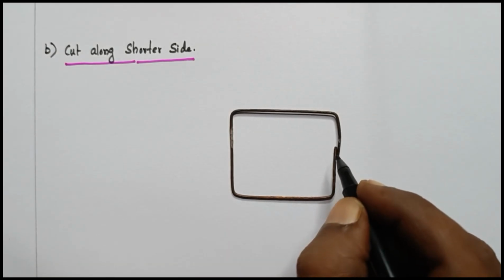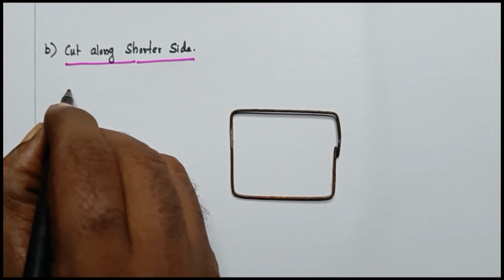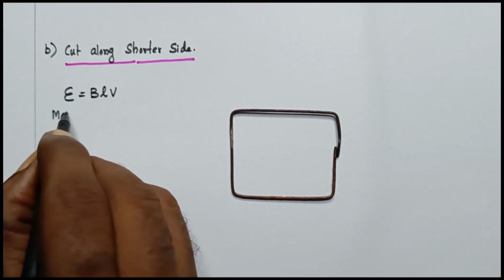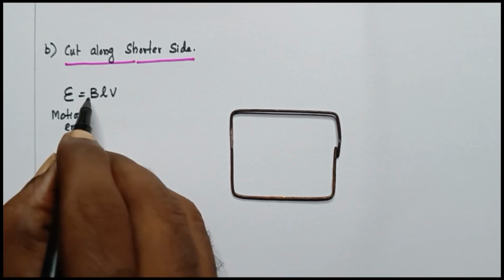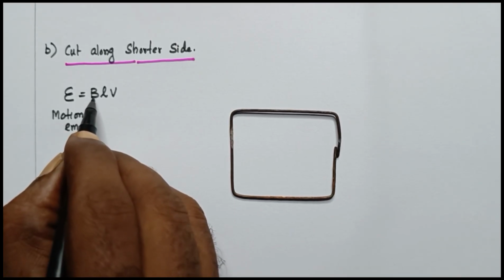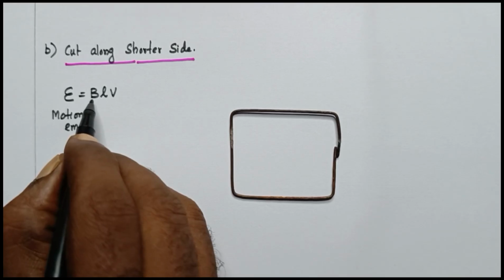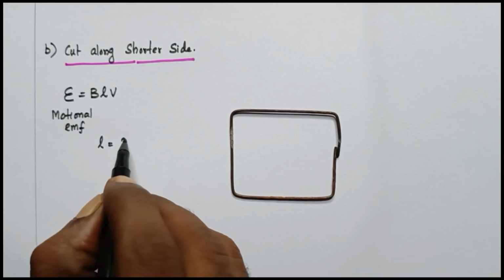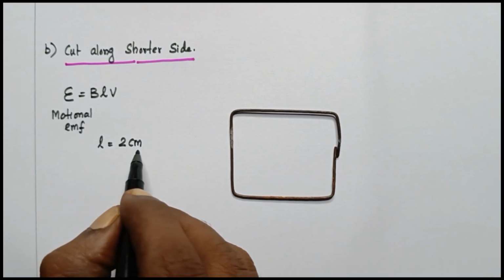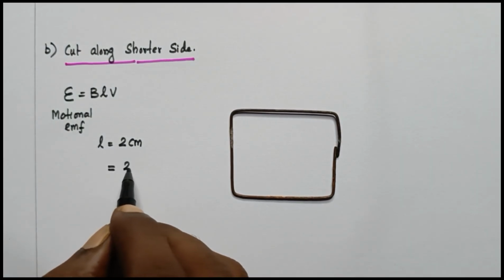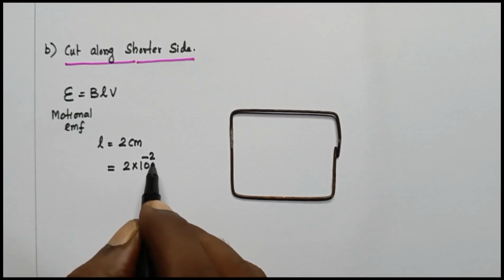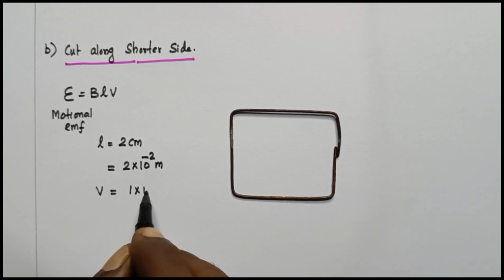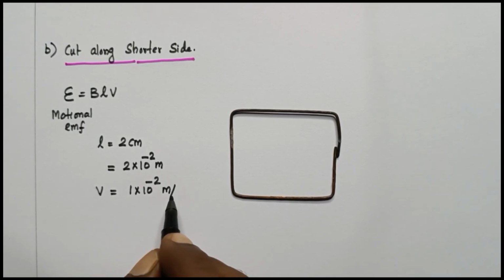Since the loop is moving, the motional EMF developed is given by BLV. B is the magnitude of the magnetic field, which is given as 0.3 Tesla. Since there is a cut along the shorter side, L is equal to 2 cm. This has to be converted to SI unit, so this is equal to 2 into 10 to the power minus 2 meter. V is the velocity, which is 1 into 10 to the power minus 2 meter per second.